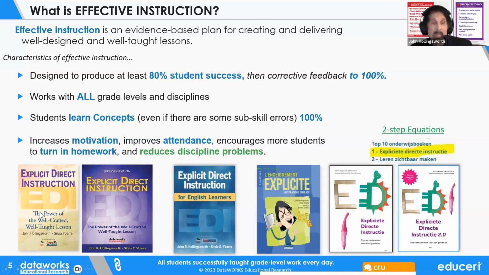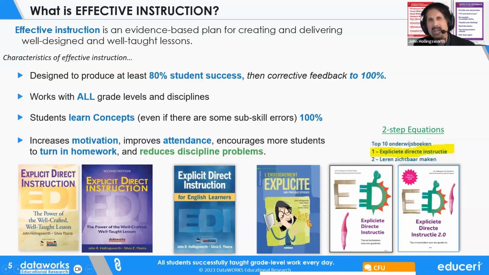This is the book, Explicit Direct Instruction. This is the second one, the second edition. And these are bestsellers in the United States. There's an English learner version, a French version, and there's also this one in the Netherlands in Dutch. It's actually the number one. You can see it's the number one book. I think it's been number one for several years.